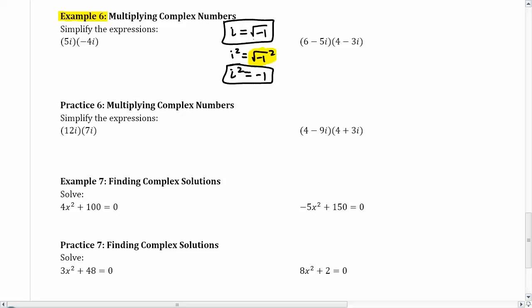So, how does this work for simplifying these expressions? Well, at the beginning, what you do is simplify it like you would if it said x. 5i times negative 4i, that's like 5x times negative 4x. Multiply the numbers, 5 times negative 4 is negative 20. i times i, just like x times x, is i squared. That's pretty much it. Now refer back to this definition. i squared is equal to negative 1. So what I'm going to do is substitute out this i squared for negative 1. So it's negative 20 times a negative 1. Well, what does that give us? All it really does is change the sign to a positive 20, and we're done.